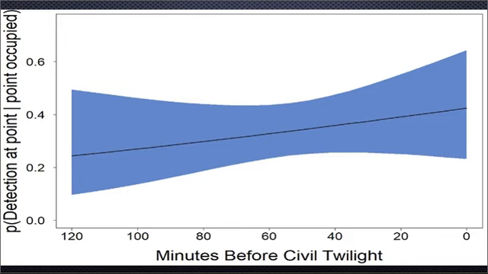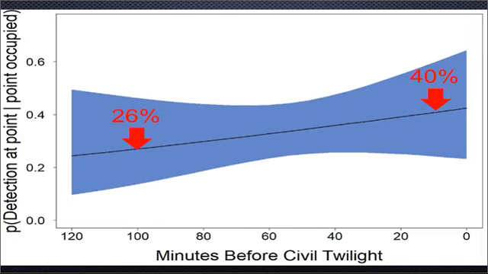This is a graph from our 4-state results in 2017 that shows that the probability of detecting the owl increases as we approach the end of civil twilight. And this is the probability of detecting an owl given that there is one there. So if we were to look at 10 minutes before the end of civil twilight on the right-hand side here, and there's an owl within a kilometer of that point, we have a 40% chance of detecting it.